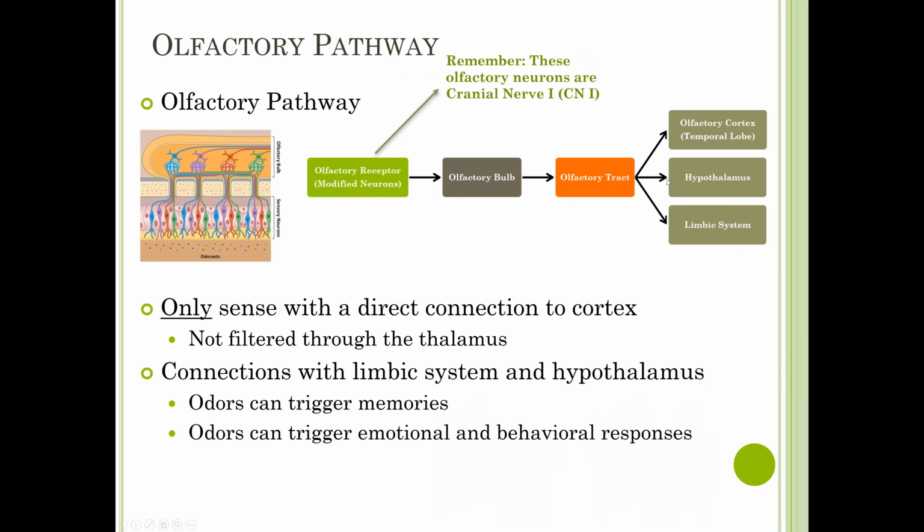The connections that our olfactory information has with the limbic system and the hypothalamus also lead to odors being able to trigger very strong memories. Sometimes odors can trigger memory like no other type of stimulus can. Odors can also trigger emotional and behavioral responses due to their connection to the hypothalamus. For example, it can make you feel sad or happy, or start drooling if it's a really good, tasty smell and you're hungry. It's because of these multiple connections that we can have such strong reactions to odors. And that is olfaction.